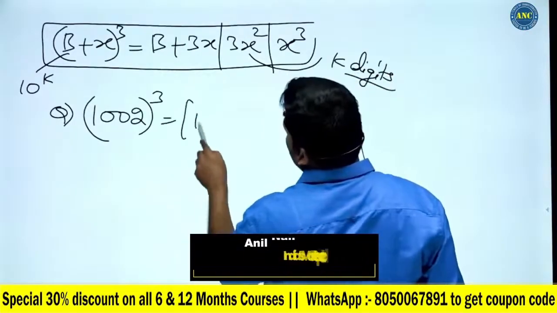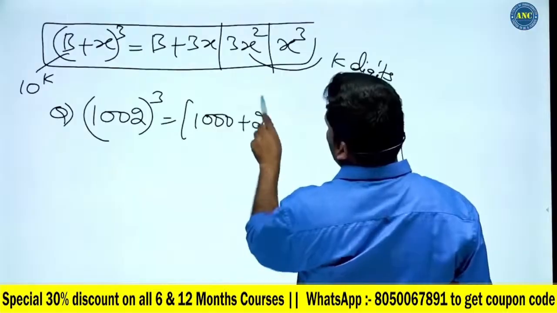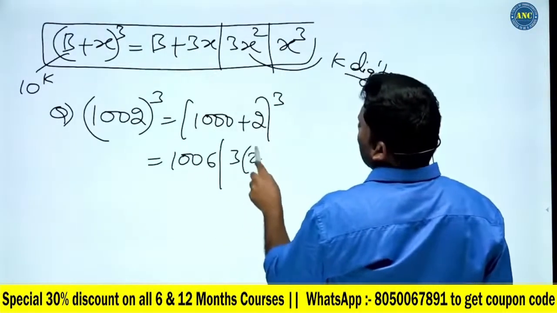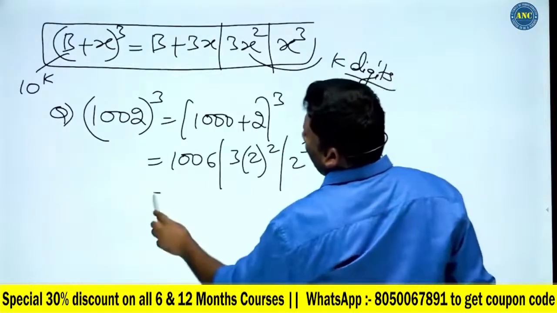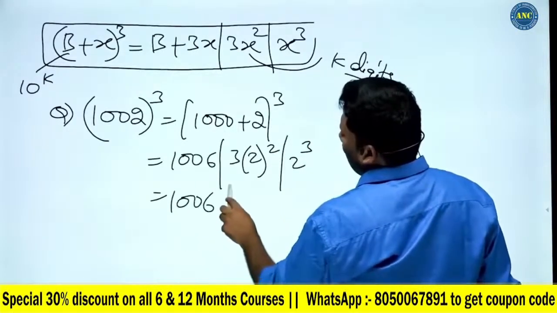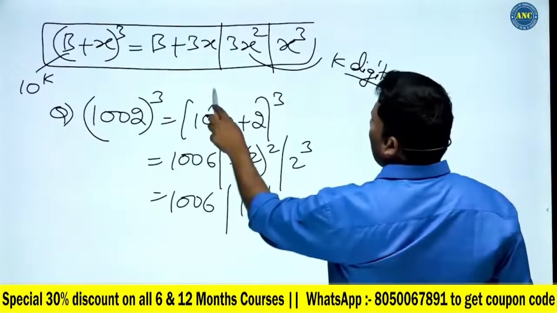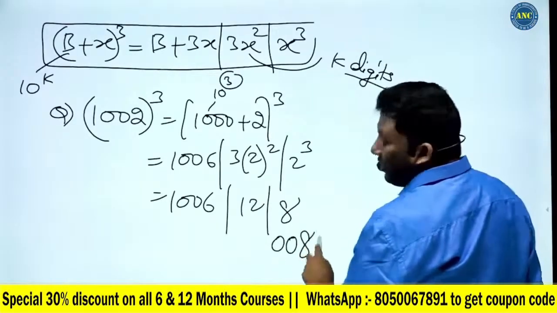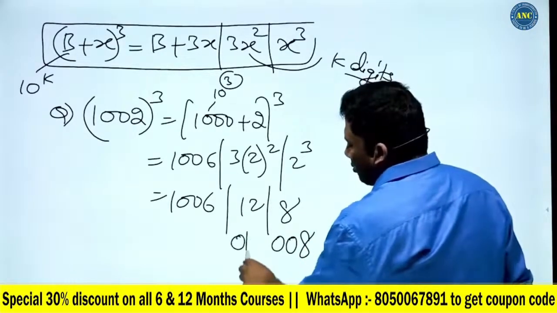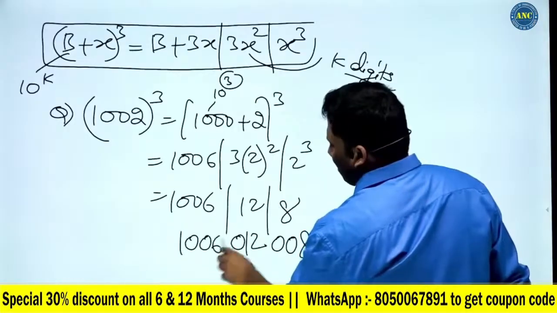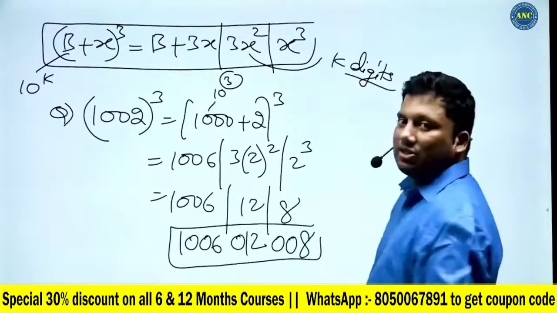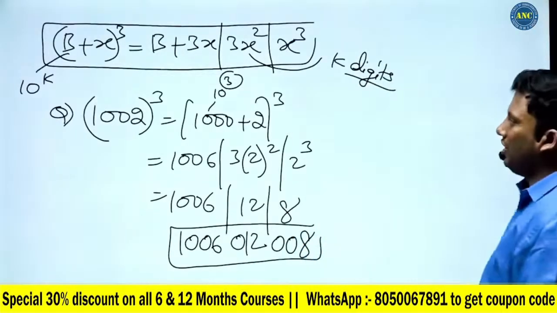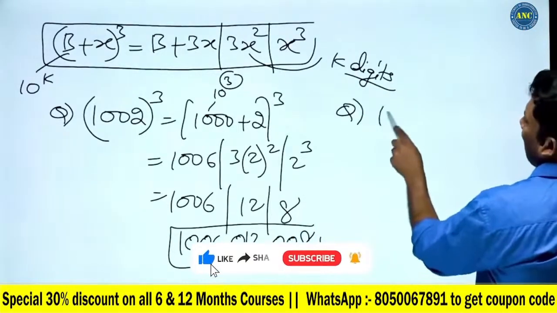1002 whole cube. This is 1000 plus 2 power 3. So it is b plus 3x, 3x square and x cube: 1006, 12 and 8. 1000 is 10 power 3, so we take the last two places in a 3-digit format: 008 for the 8, 012 for the 12, and 1006. So the answer for this question is 1006 012 008. I hope the idea is clear.